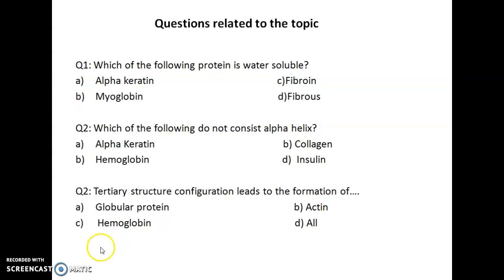This is all about the classification of proteins on the basis of their shape.